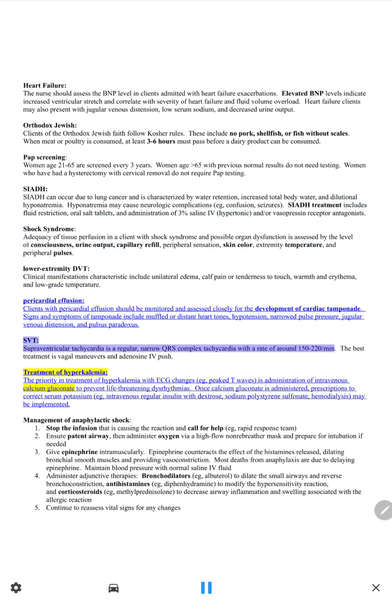SVT. Supraventricular tachycardia is a regular, narrow QRS complex tachycardia with a rate of around 150 to 220 per minute. The best treatment is vagal maneuvers and adenosine IV push.